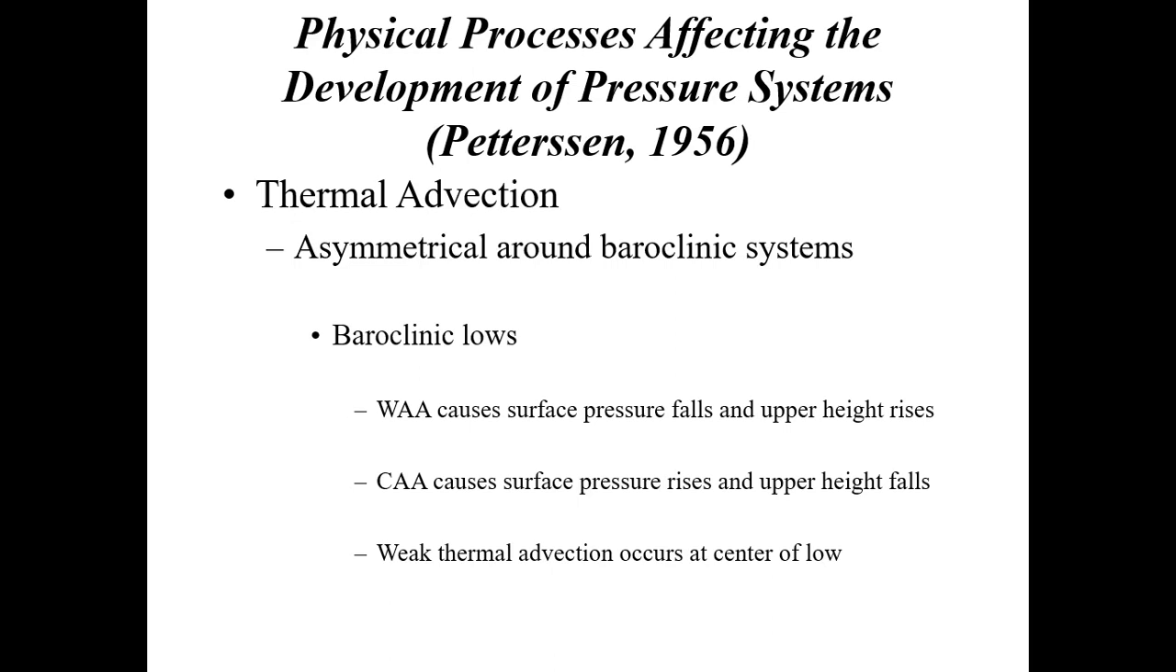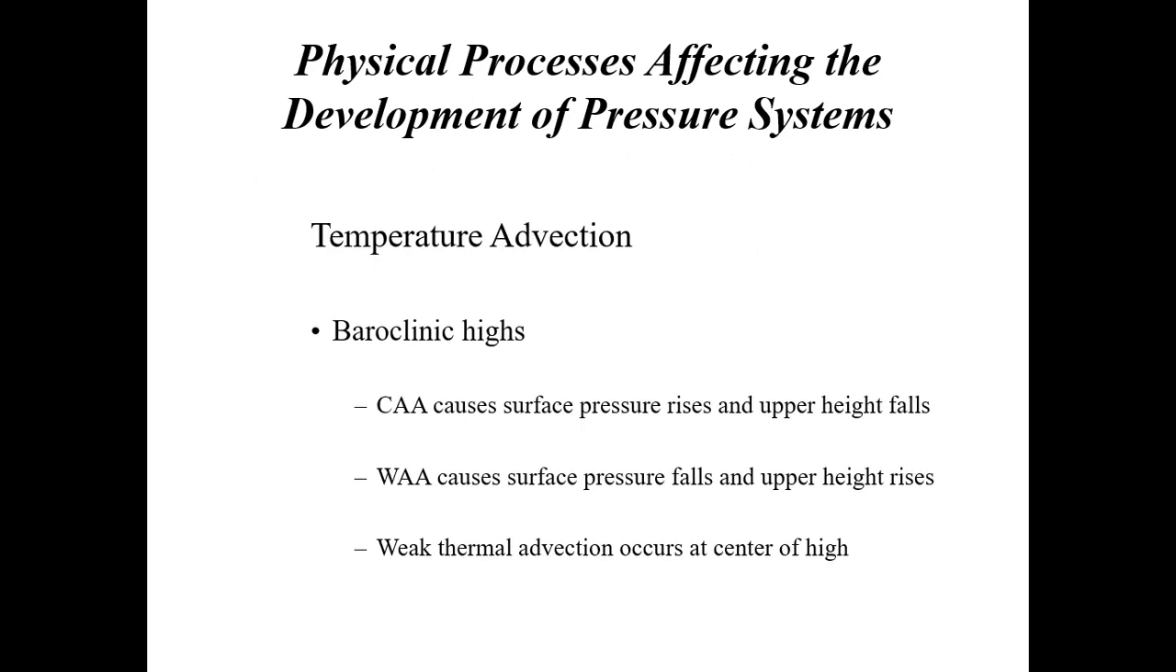Now, weak thermal advection does occur at the center of low pressure systems, but it's weak. The main advection, the asymmetrical shapes you get around low pressure systems, are going to be out ahead of that low pressure system some distance and then behind that low pressure system. With baroclinic highs, with high pressures in the northern hemisphere, we need to think about a clockwise flow of air. So typically on the east side, out ahead of the high, you have northerly winds, and on the west side, behind the high pressure system, you have southerly winds, more of a clockwise flow.